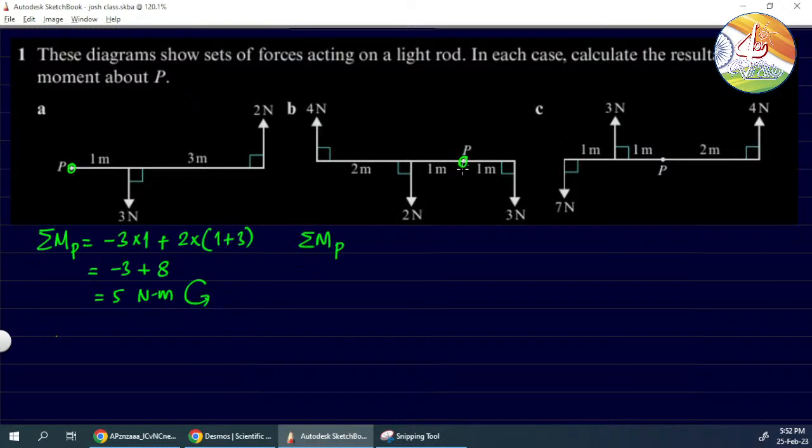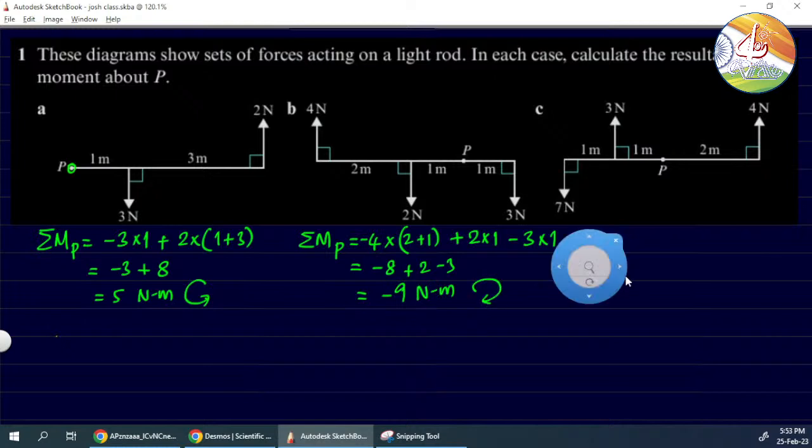Point P is here, so we get 4 times 2 plus 1. This one is moving clockwise, so minus. Then 2 Newtons into 1, this one is moving anti-clockwise, so plus. Then 3 into 1 again, this one is going clockwise, so minus. So we get minus 8 plus 2 minus 3. So here we are getting minus 9 Newton meter. Minus means it is acting in clockwise direction.